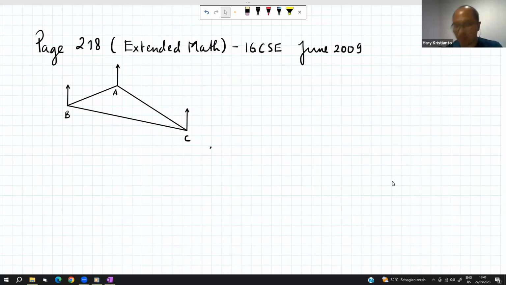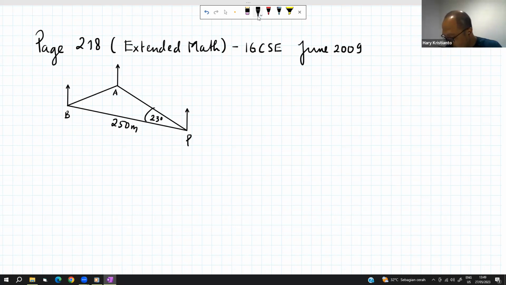The diagram shows three straight horizontal roads in a town connecting points P, A, and B. This will be the point P. PB is given as 250 meters. Angle APB is 23 degrees.